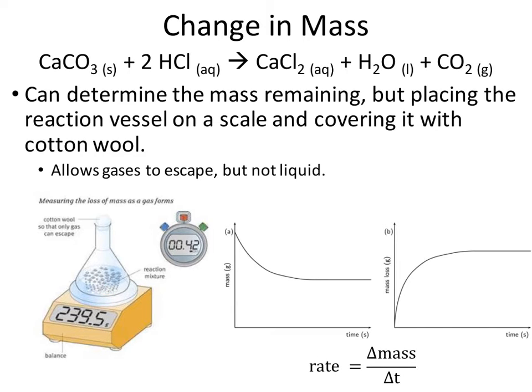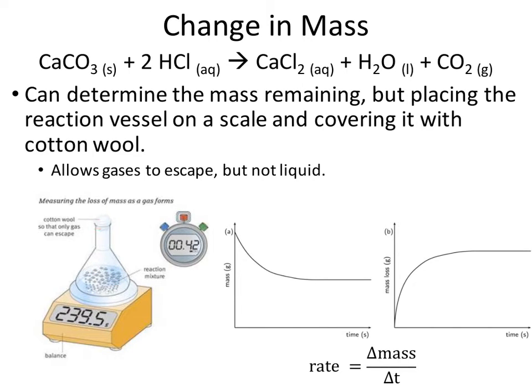Well, think about it. Here we have a solid, we have a liquid. The law of conservation of mass means that the mass of this should be the same as this mass over here. But what happens is that we're going to have a decrease in mass over time. Why does this take place? Well, it gives you a little hint right over here. Cotton wool allows for gas to escape, but no other matter, so liquid and solids.